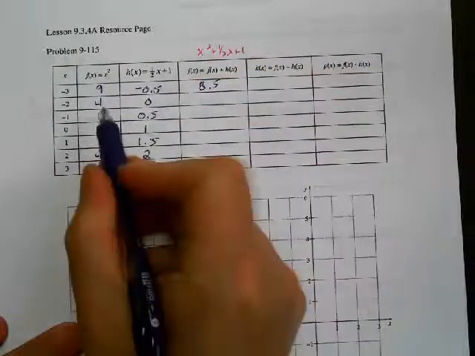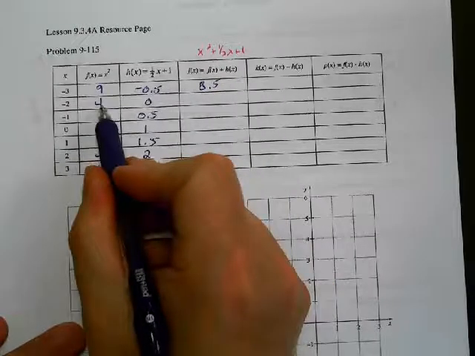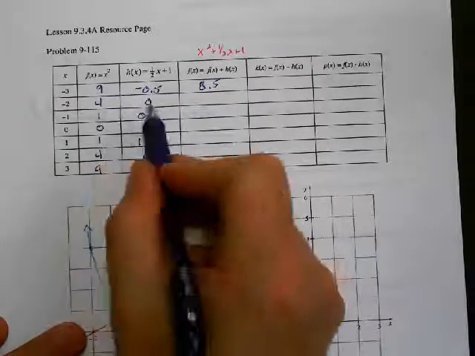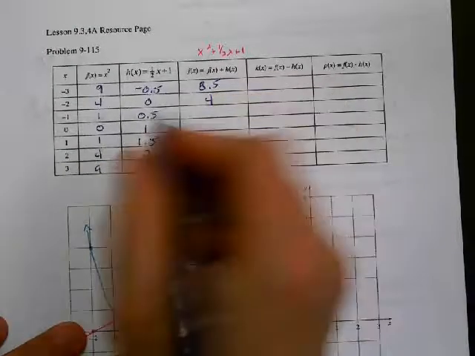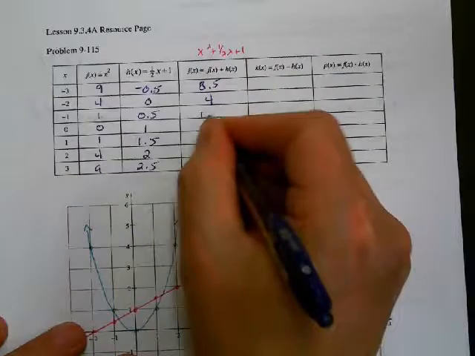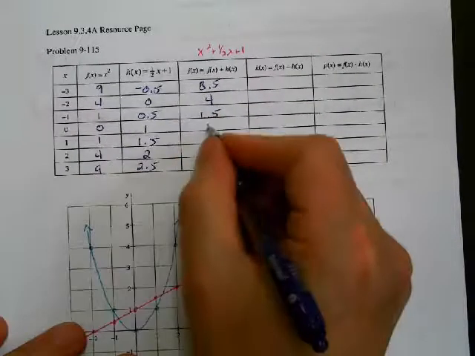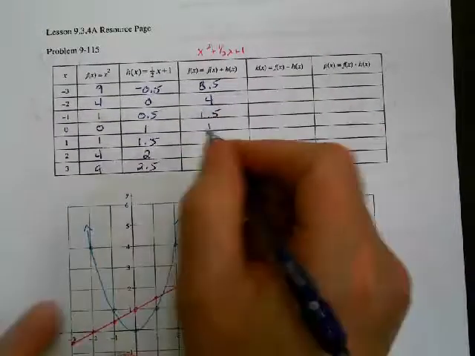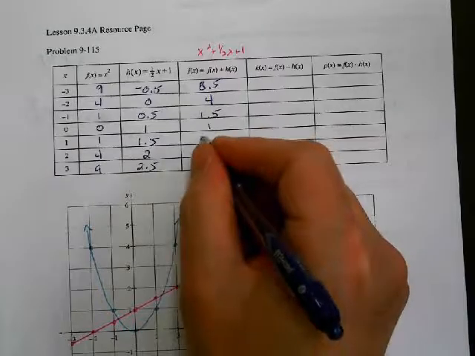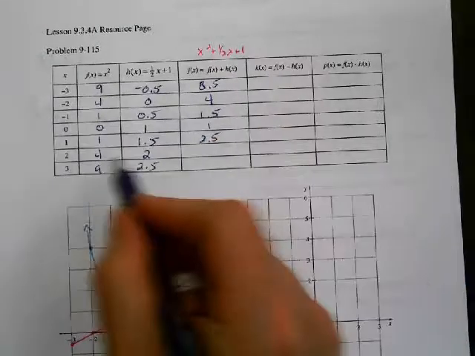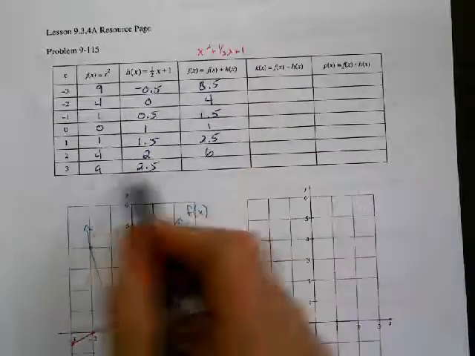Add these two outputs together, f of x and h of x. I get 4. Add these two outputs, 1.5. Add these two outputs, I get 1. Add these two outputs, I get 2.5. Add these two outputs, I get 6. Add these two outputs, I get 11.5.